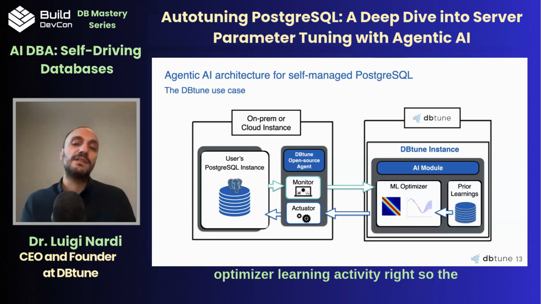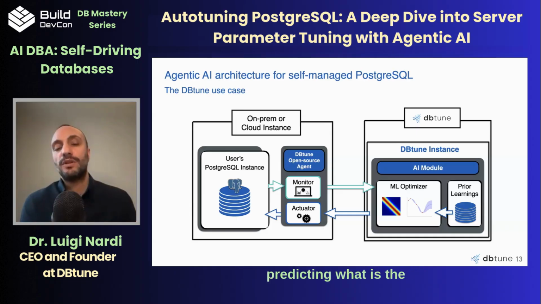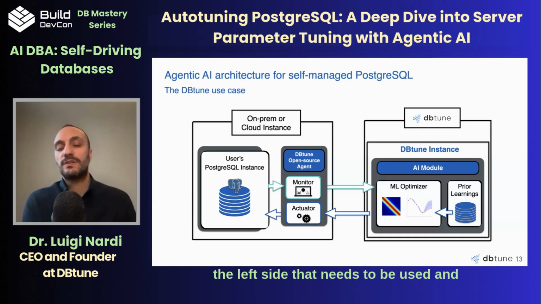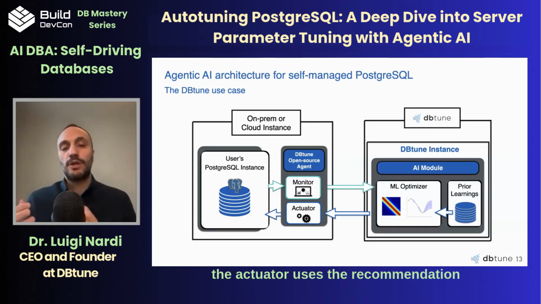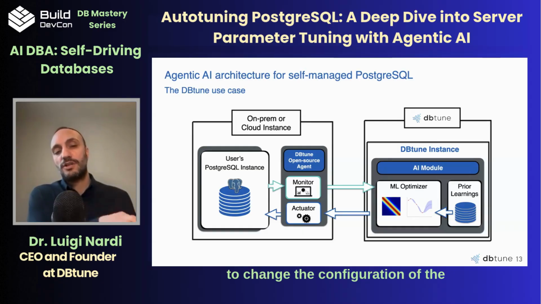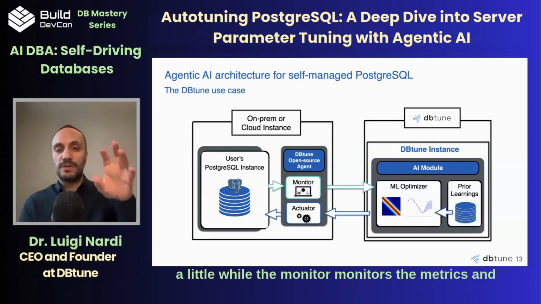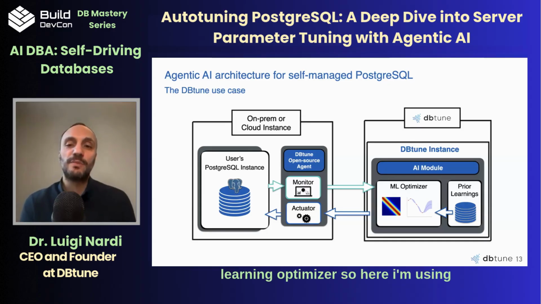optimizer learning activity, right? So the optimizer will learn from this data and get better at predicting what is the configuration of the server on the left side that needs to be used. And so the optimizer offers a recommendation. The actuator uses the recommendation to change the configuration of the server on the left side. And then the server runs for a little while. The monitor monitors the metrics, and the metrics get then reported back to the machine learning optimizer.